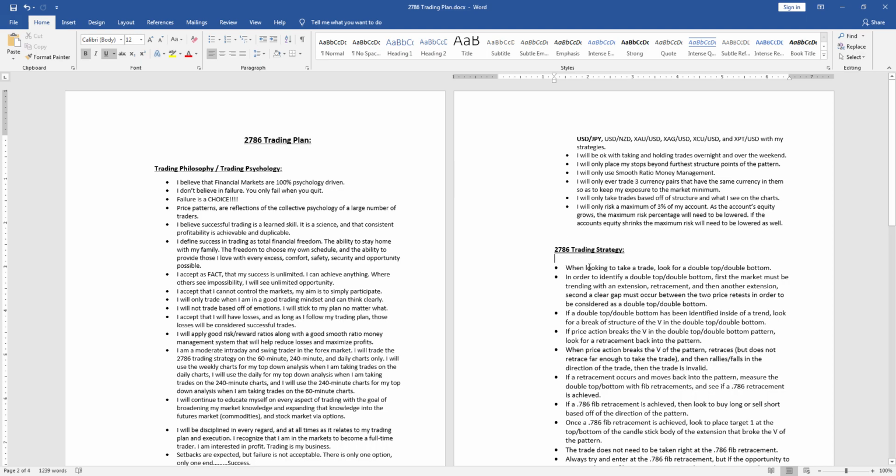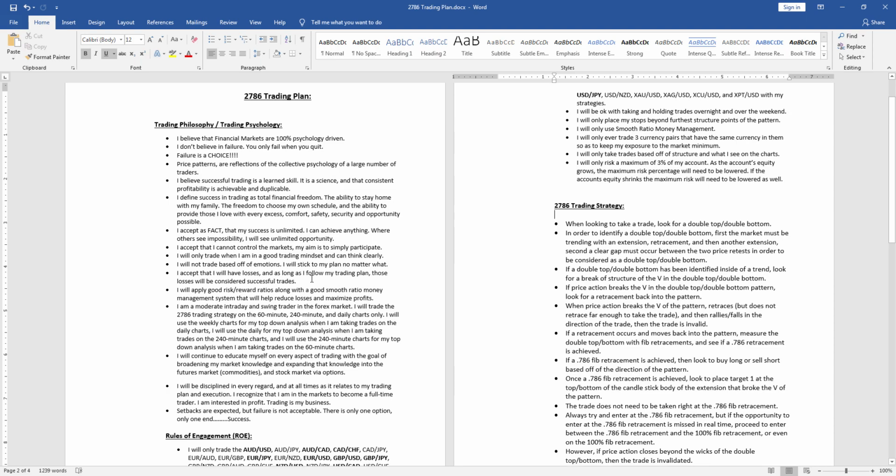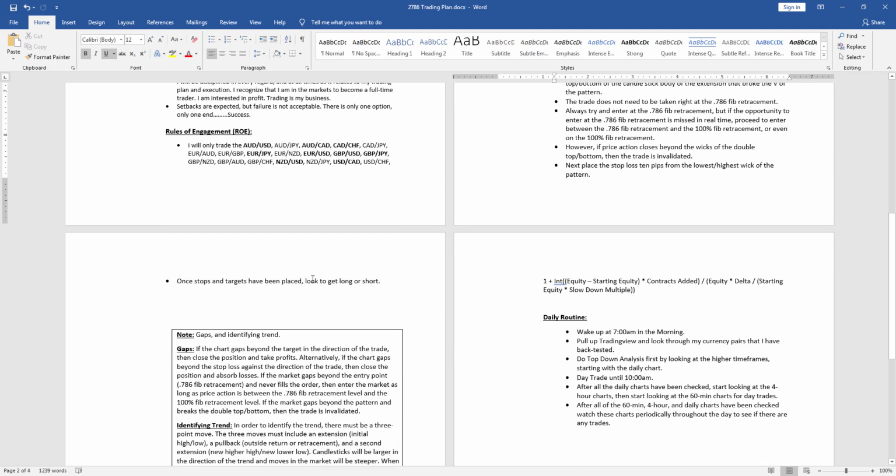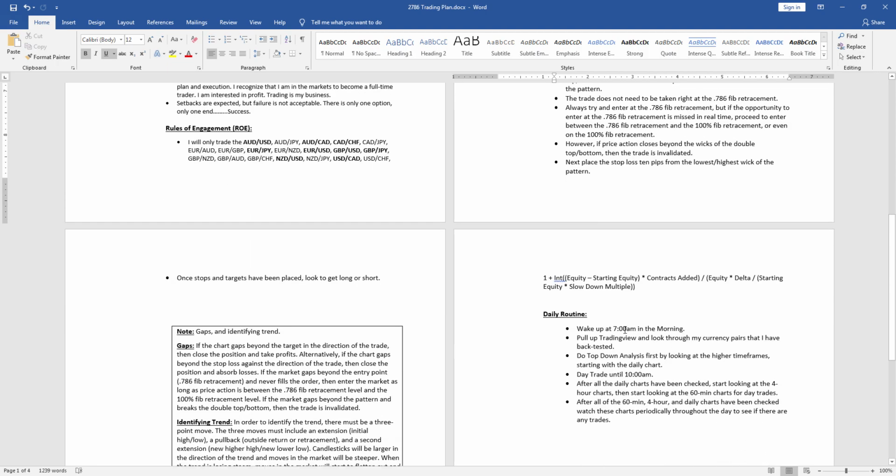So I feel like this sums up and gives you a general idea of what a trading plan is, and allows you to just kind of get an idea and ultimately see firsthand what a trading plan could actually look like. And this is mine. I wake up at 7 a.m. in the morning. Honestly, I really should say more like 7:30, but I pull up TradingView, I look at my currency pairs that I've back tested and whatnot, which is currently only one. And so yeah, you identify your daily routine.